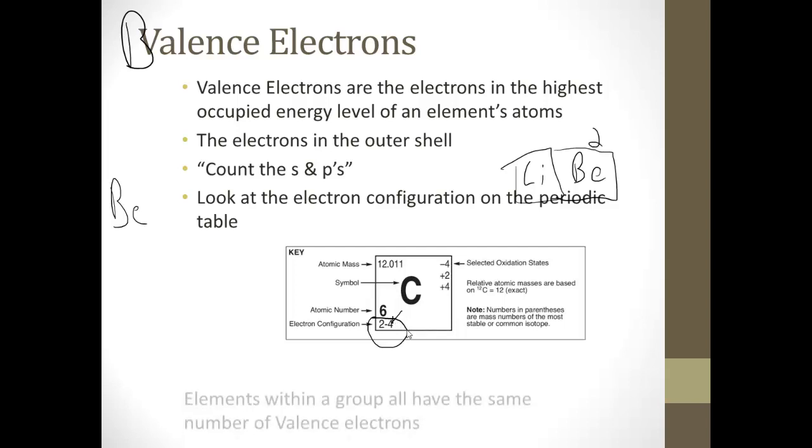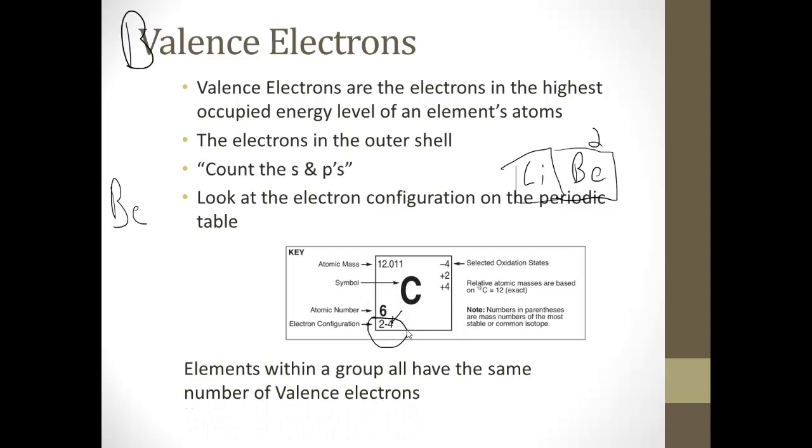As you look down a group, elements within a group all have the same number of valence electrons. So if you look at carbon on the reference table, carbon's group 14. It has 4 valence electrons. Going down, silicon, 4, germanium, 4, tin, 4, lead, 4. They all have 4 valence electrons.